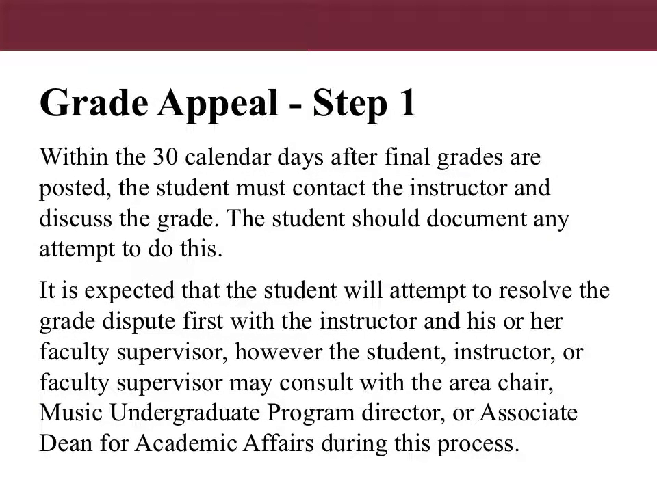Within 30 calendar days after final grades are posted, the student must contact the instructor and discuss the grade. The student should also document any attempt to do this. It is expected that the student will attempt to resolve the grade dispute first with the instructor and his or her faculty supervisor. However, the student, instructor, or faculty supervisor may consult with the area chair, music undergraduate program director, or associate dean for academic affairs during this process.